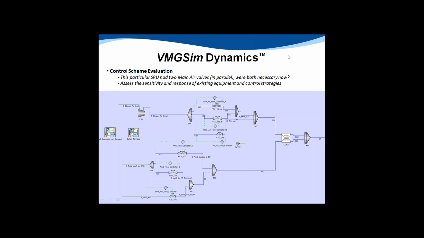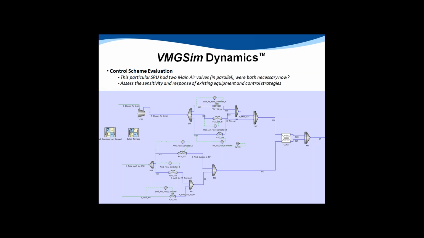Control scheme evaluation. This particular SRU, I believe this was another project in the Middle East. This particular SRU, for whatever reason, had two main air valves in parallel. So were they both necessary now under turndown conditions? Important question. The answer was no. This facility was going to remove one air valve and we're going to have control through only one line.